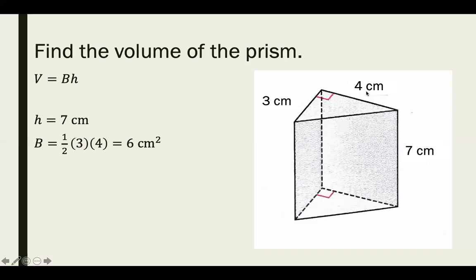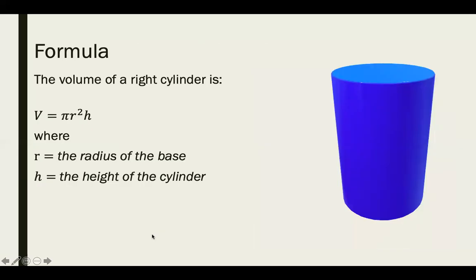1/2 base times height of that triangle. We get 6 centimeters squared. And so to find the volume of the prism, we multiply those two values together, 6 times 7, and get 42 centimeters cubed.